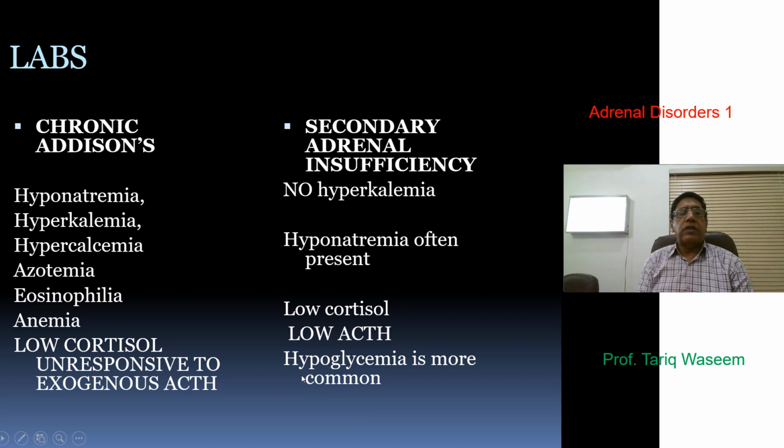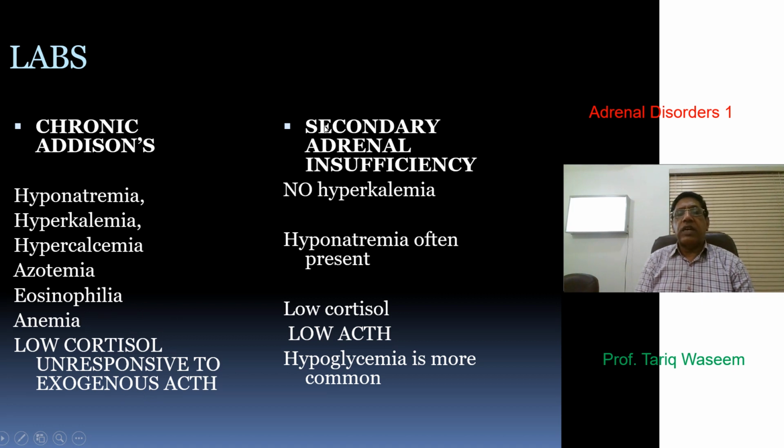The other features which can be observed: this patient would have hyponatremia, hyperkalemia, sometimes some hypercalcemia, and they may have metabolic acidosis, eosinophilia. Anemia may be a feature because bone marrow stimulation does require a certain level of steroids and glucocorticoids. There is low cortisol, and this does not respond to rapid ACTH stimulation test.